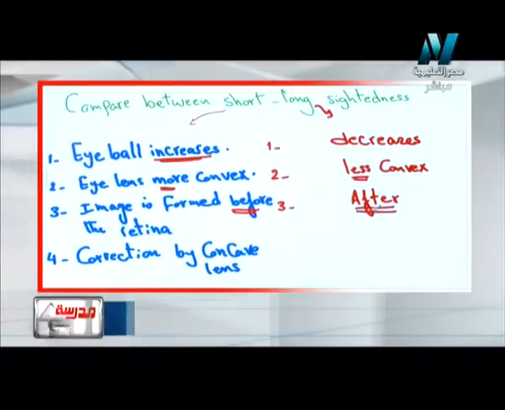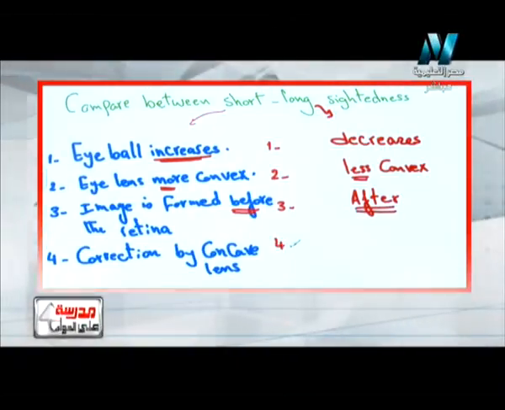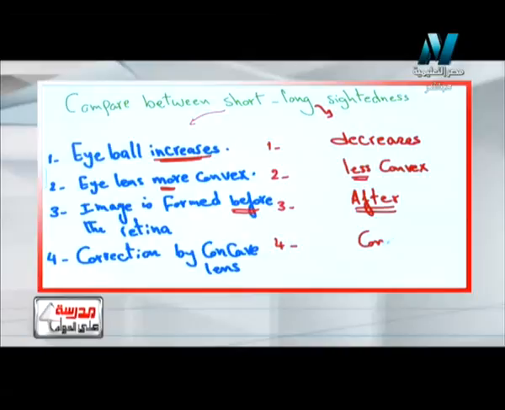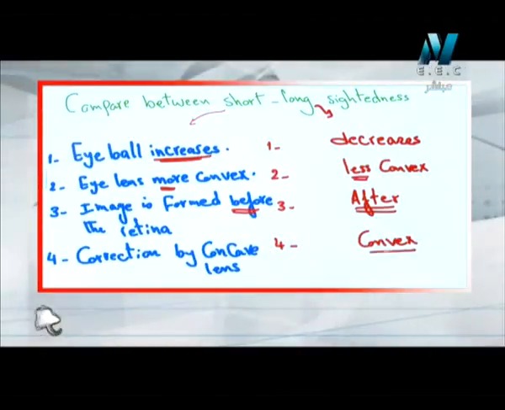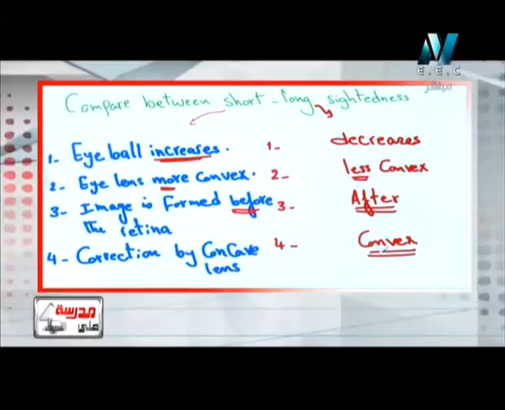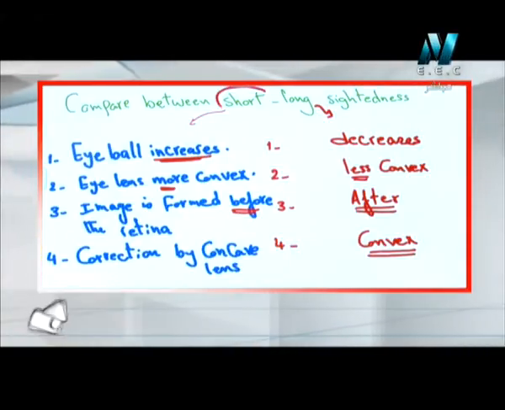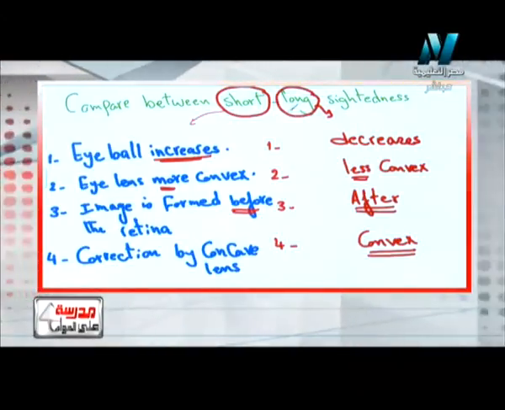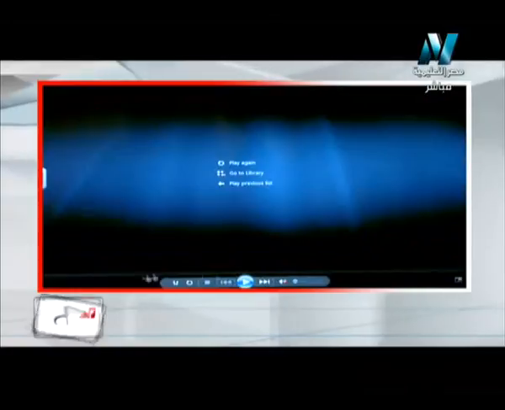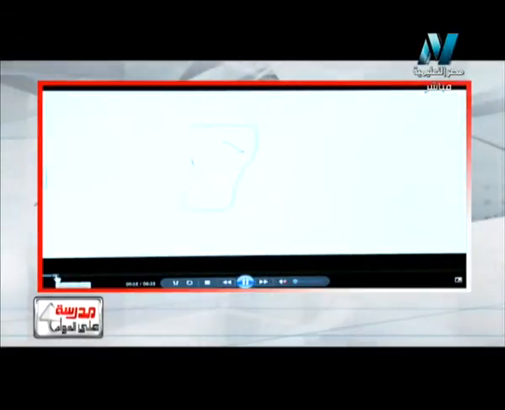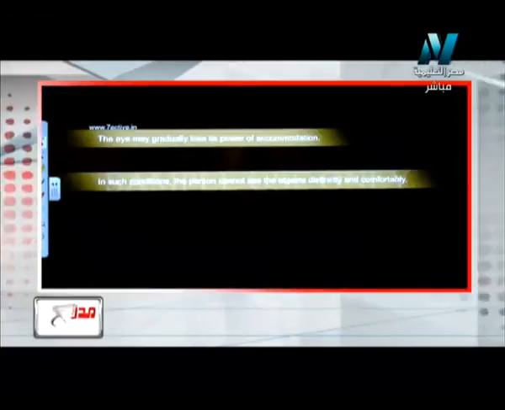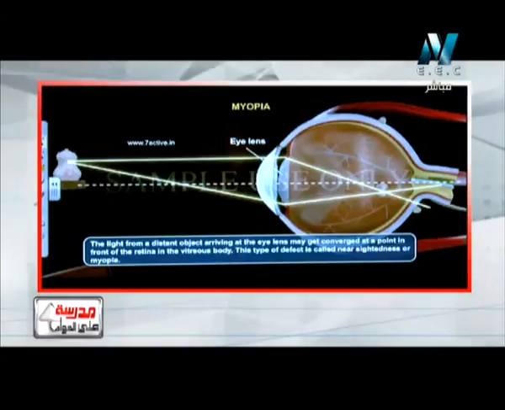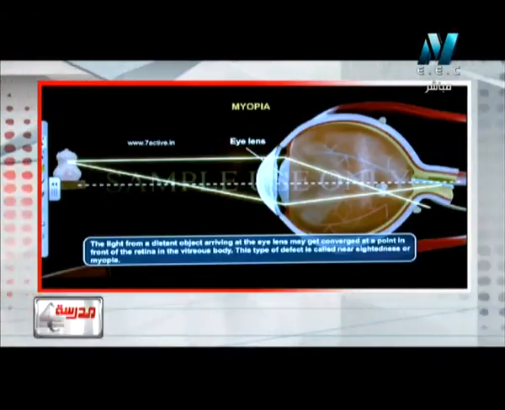That means behind the retina. So number four, how can we correct this vision defect? By using a convex lens. So if we know the reasons for a short-sighted person, we can know the reasons for a long-sighted person. We can know the difference between the two. And here we have a video, and from this video we can see how to deal with a long-sighted person and a short-sighted person, and in which place any image is formed, as you see in this video.